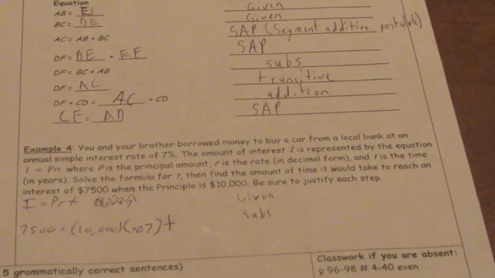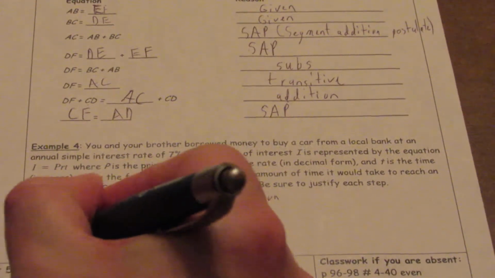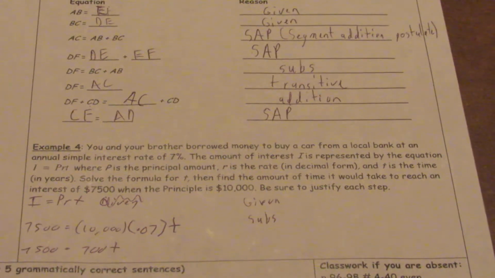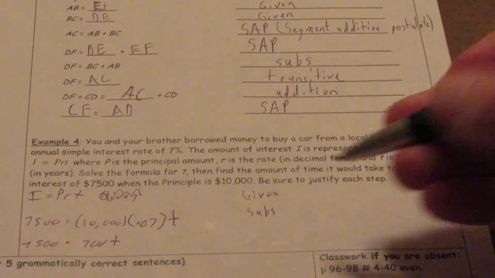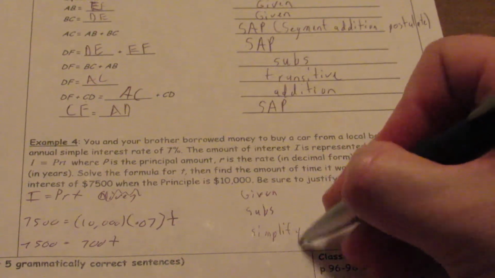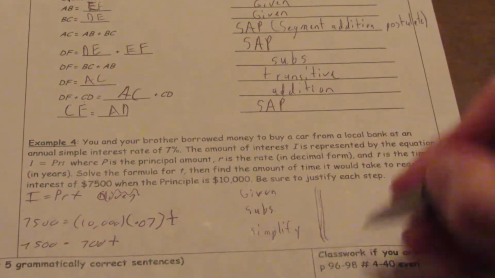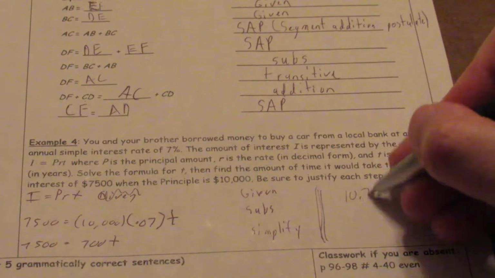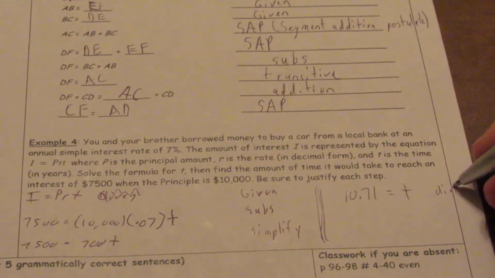I'm going to combine these here. So 75,000 equals 700T. There's a couple things you can call that. It is not multiplication though, because multiplication is multiplying the same thing to both sides. This we're going to call simplifying. You would call it combining like terms. I'm then going to divide by 700, which gets me 10.71 equals T. That's division.